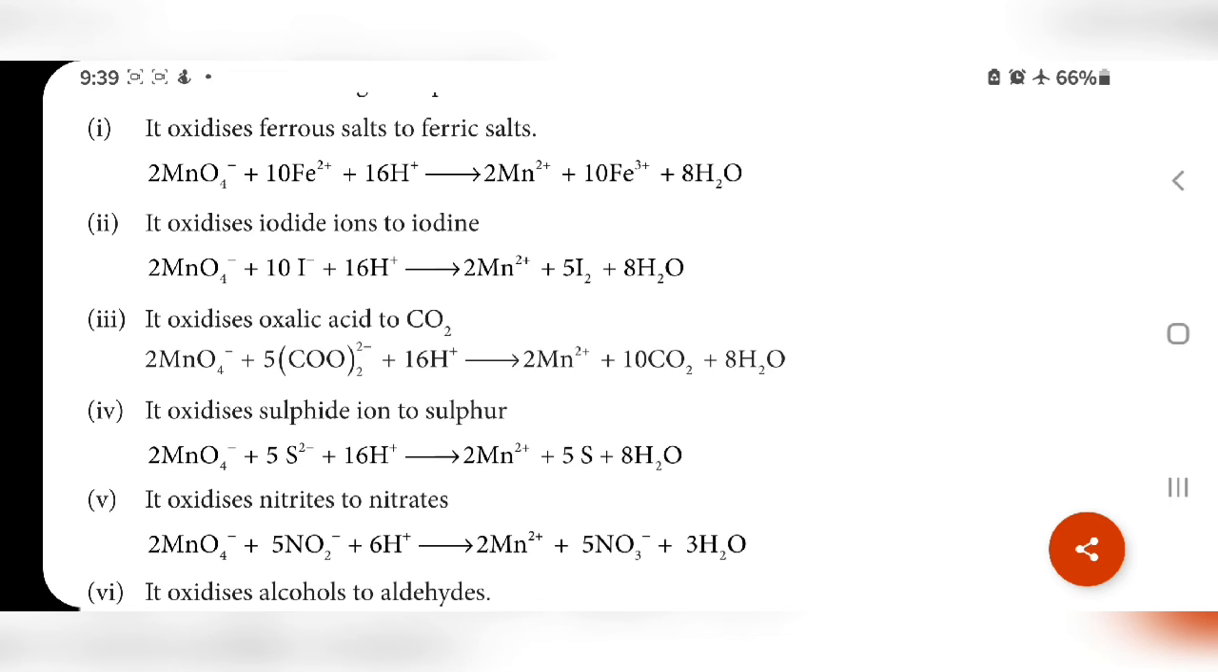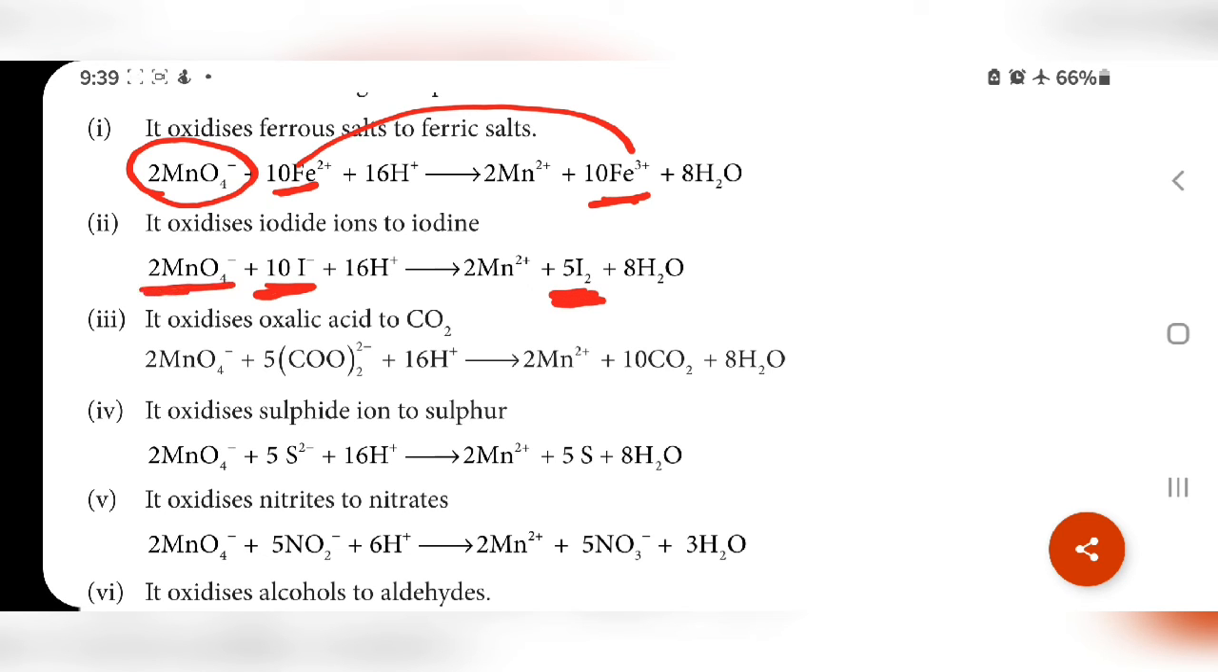It oxidizes ferrous salt to ferric salt. Ferrous means Fe2 plus, ferric means Fe3 plus. So here oxidation takes place. Who is responsible for this oxidation? Permanganate ion. It oxidizes iodide ion to iodine. Here also oxidation takes place. The reason is potassium permanganate, here permanganate ion.